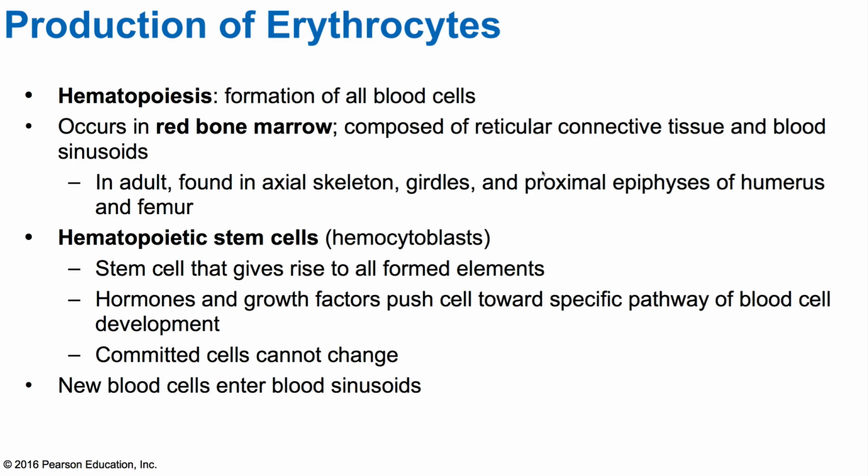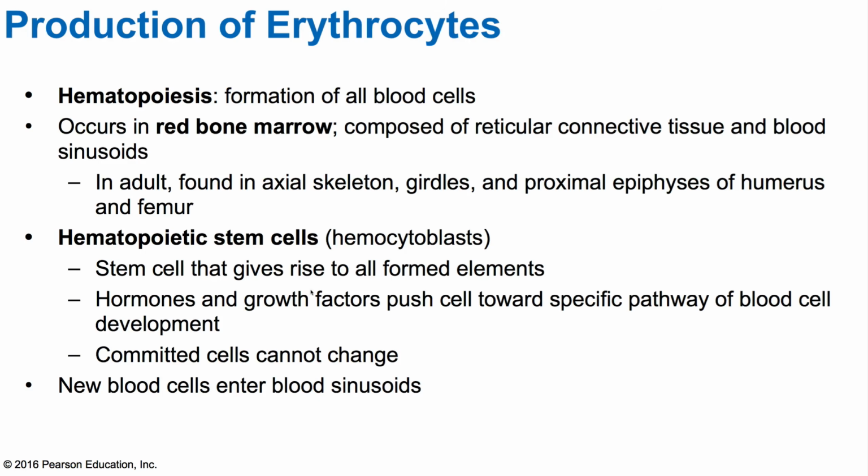Which bones do we find it in? Well, you're going to find it in the bones of your axial skeleton, the girdles. In addition to that, the proximal epiphysis of the humerus and femur. The process of hematopoiesis is going to start with a stem cell, and that's known as a hemocytoblast, or more traditionally known as the hematopoietic stem cells. Now, these hematopoietic stem cells will give rise to all of the formed elements. So we're talking about your red blood cells, your white blood cells, and the platelets.